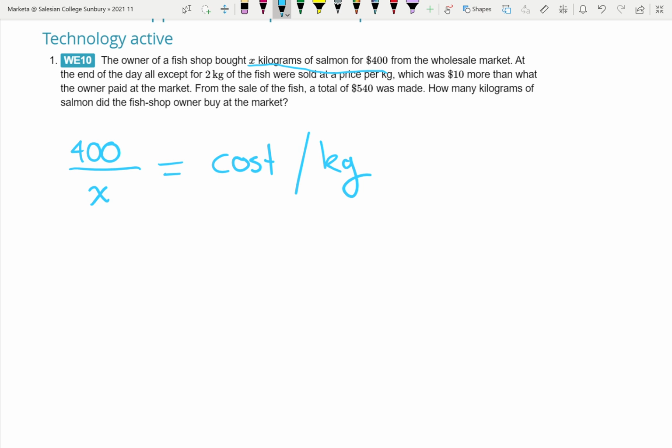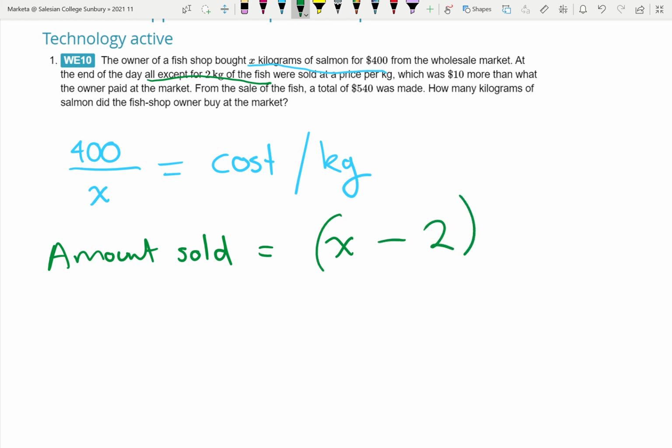At the end of the day, all except 2 kilograms of the fish were sold at a price per kilo. All except 2 kilograms of the fish. So remember, we're saying that we've got X kilograms. So the amount sold is going to be X minus 2. And the price that they're sold for is $10 more than what the owner paid at the market.